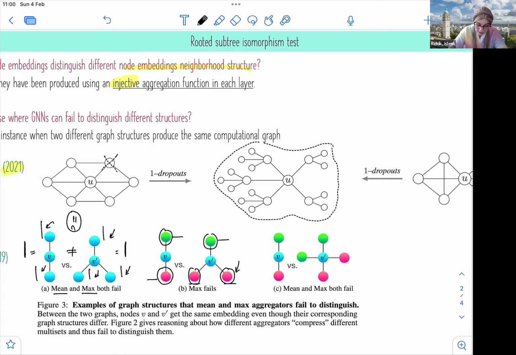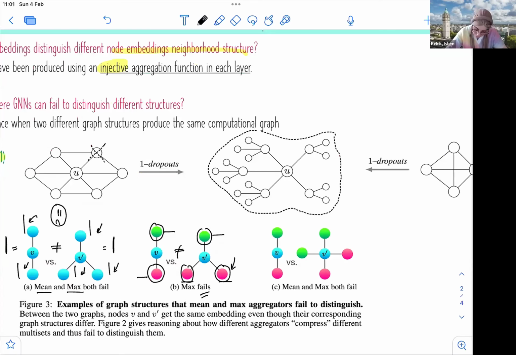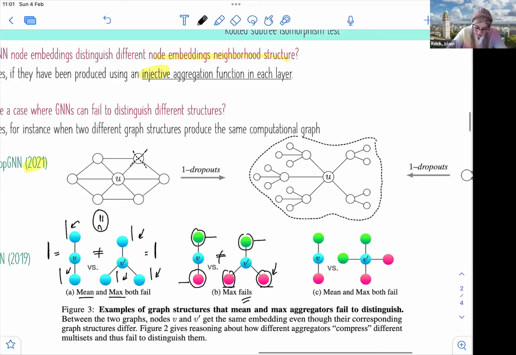So which means the maximum also fails to distinguish between these two graphs with different local neighborhoods. Now another example, which is in C. In example B, we have also the mean and the max. If you take the mean of these two nodes, their average, and you put the average embedding here, and now you have duplicates here.